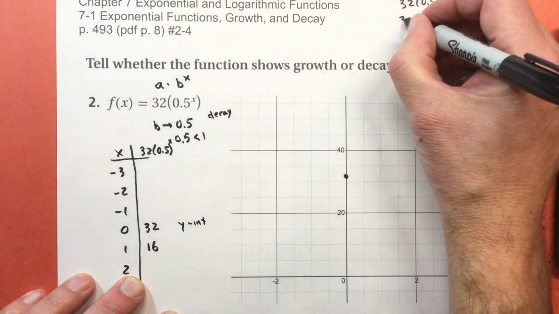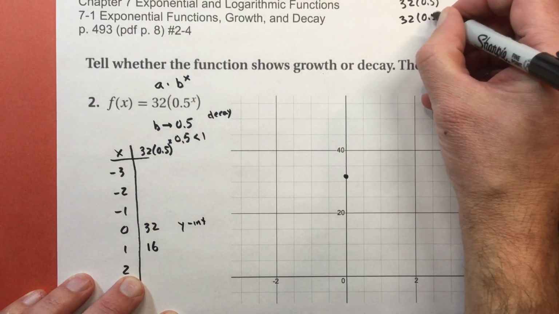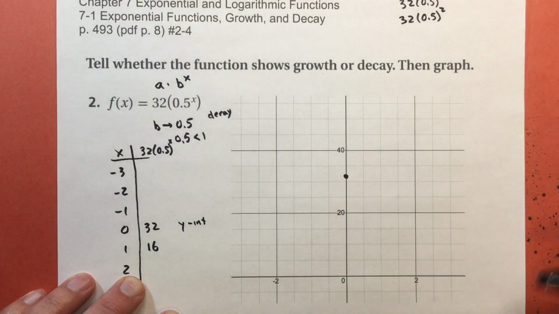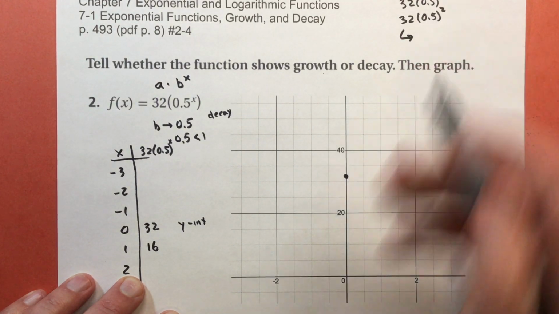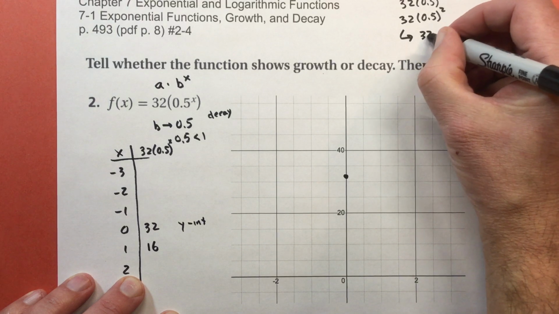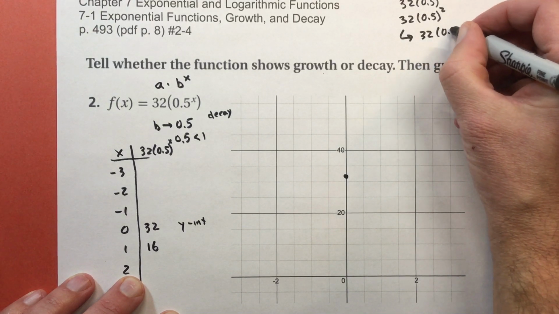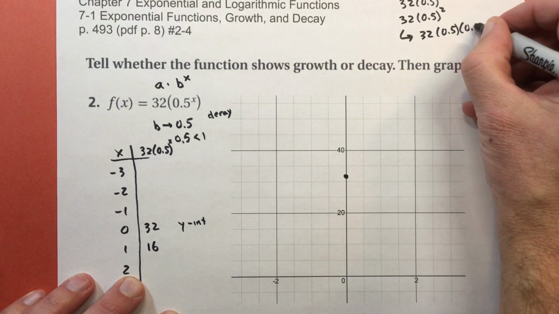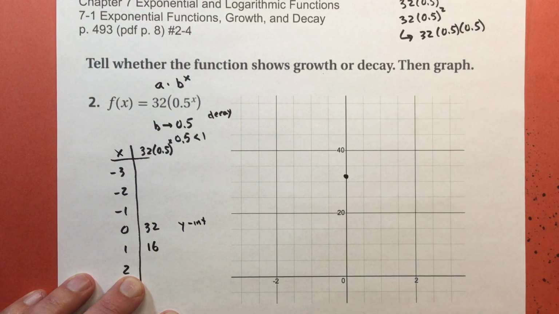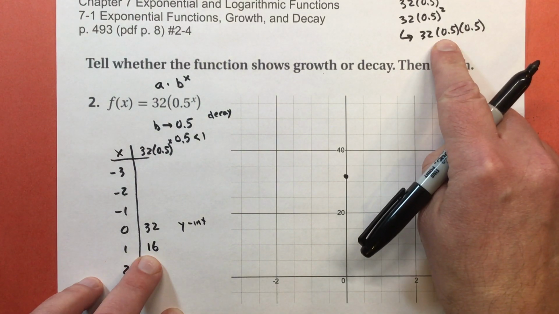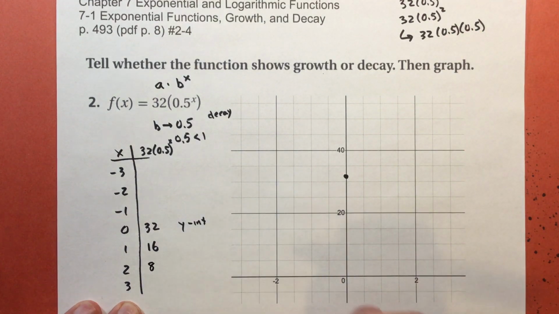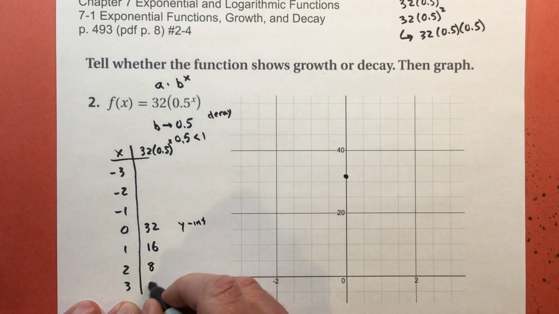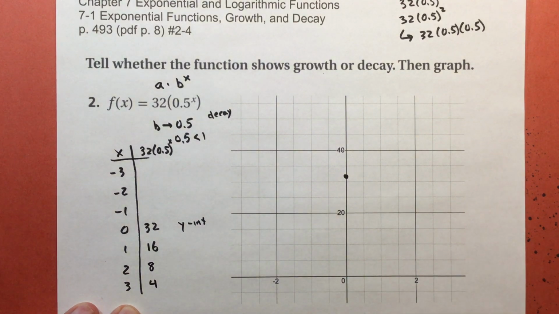If I do 32 times 0.5 to the second power, that actually means you're supposed to do the exponent first, but I want you to think of it this way: 32 times 1/2 times 1/2 again. So I take 32 times 1/2, which is 16, and take half of that, which is 8. And then I take half of that, which is 4. All right, got it.